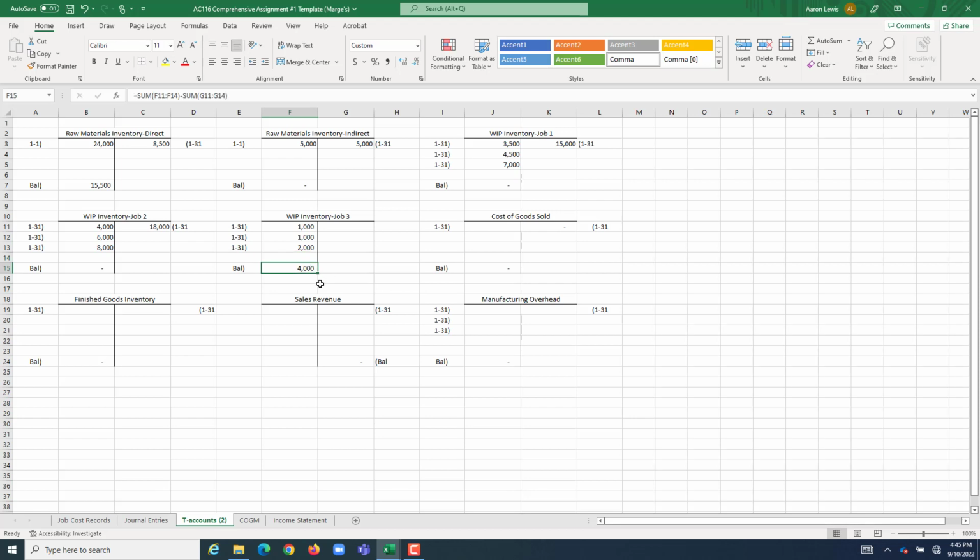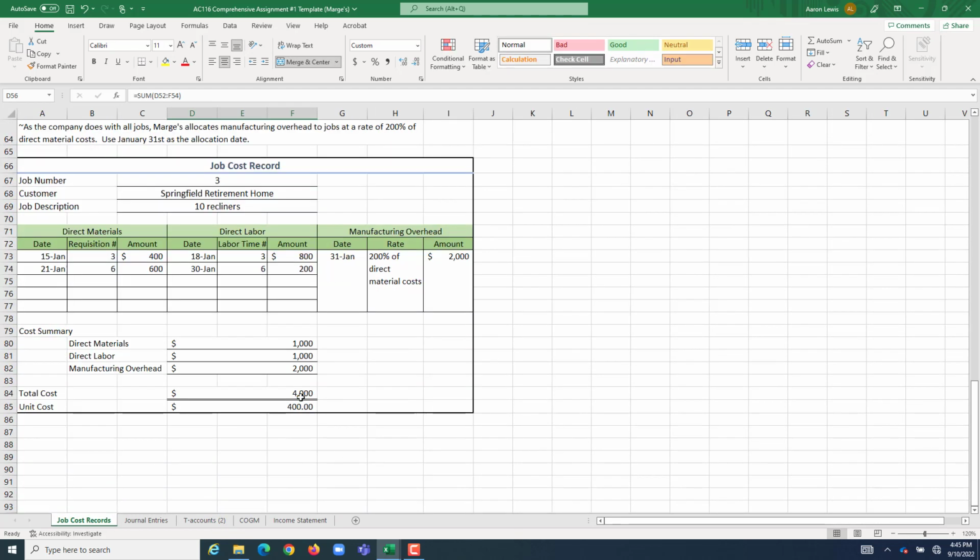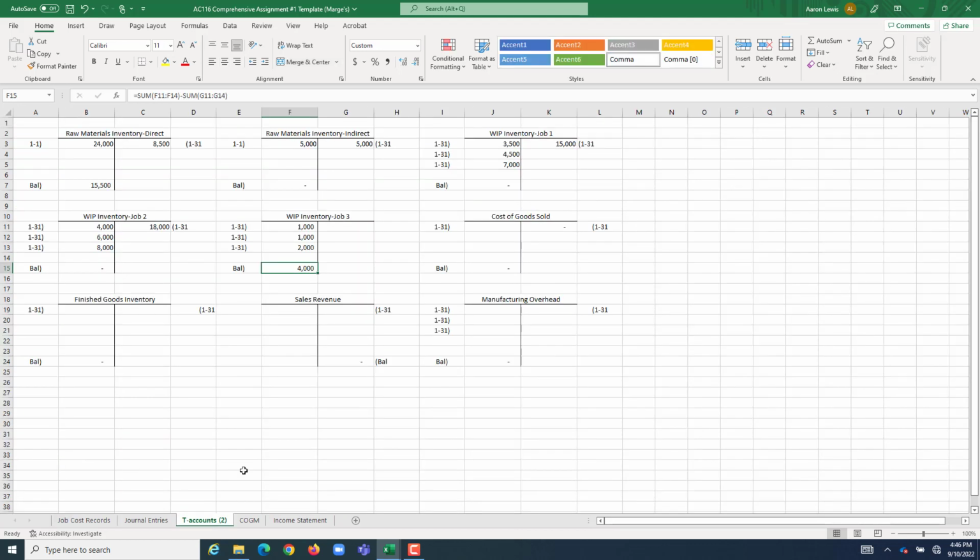We have something else in our information that can tell us that that number is correct. It's our job cost record. What was the cost of job 3? It was $4,000. So that $4,000 that we had on the job cost record is represented in our T accounts.